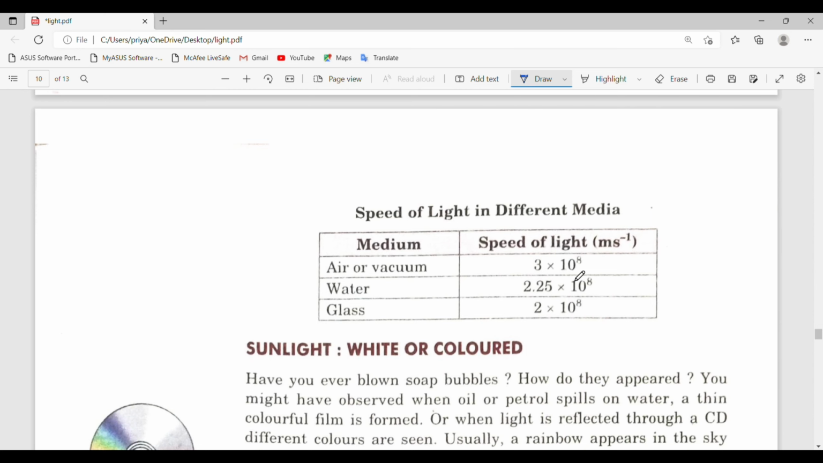नाउ वी विल सी द स्पीड ऑफ लाइट इन डिफरेंट मीडियम. फर्स्ट इन एयर और वैक्यूम इट इज 3 into 10 to the power 8 meter per second or meter second inverse. ठीक है. In water it is 2.25 into 10 to the power 8 meter per second or meter second inverse. In glass it is 2 into 10 to the power 8 meter per second or meter second inverse. ठीक है.